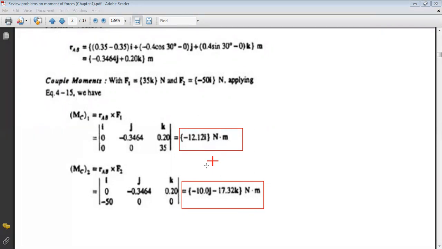And if I want to find the magnitude of the resulting moment, I do the radical of 12.12 squared plus 10 squared plus 17.32 squared.